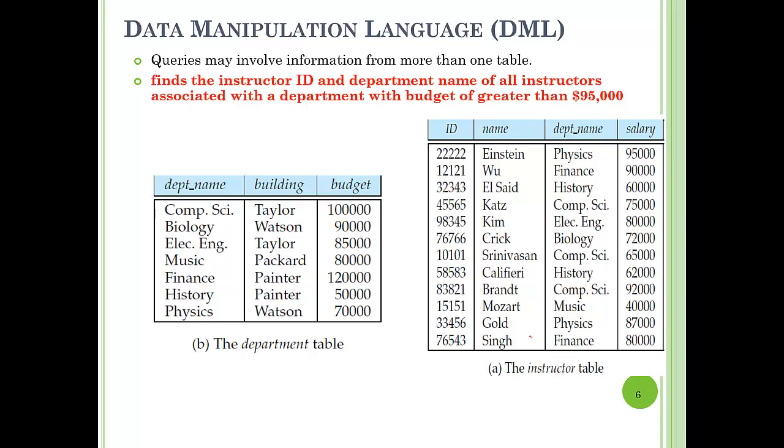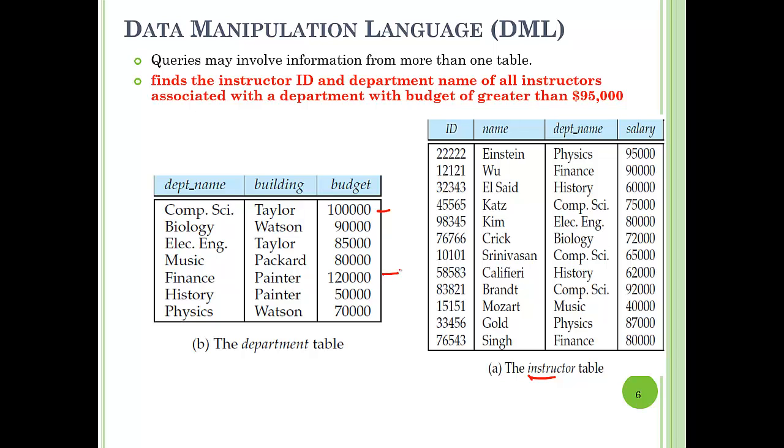Now one more query we have where it will check the information from more than one table. So what is this query? Find the instructor ID. Now instructor ID I will get from the instructor table. Find the instructor ID and department name of all instructors associated with the department with budget of greater than 95. So first of all I should find out all the departments whose budget is more than 95. So I have 1 and 2.